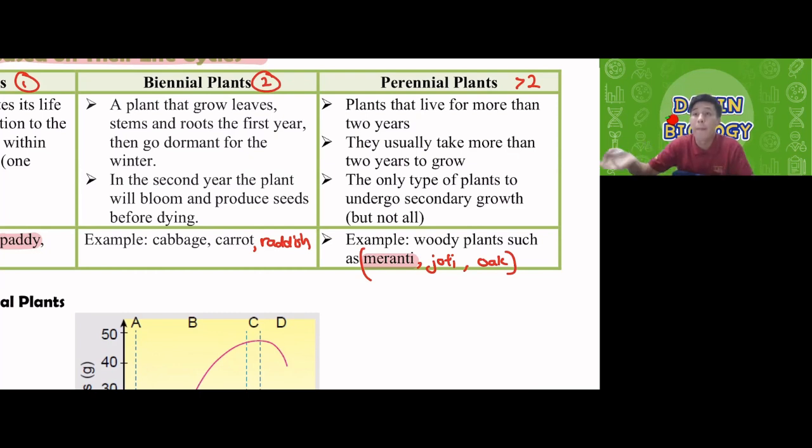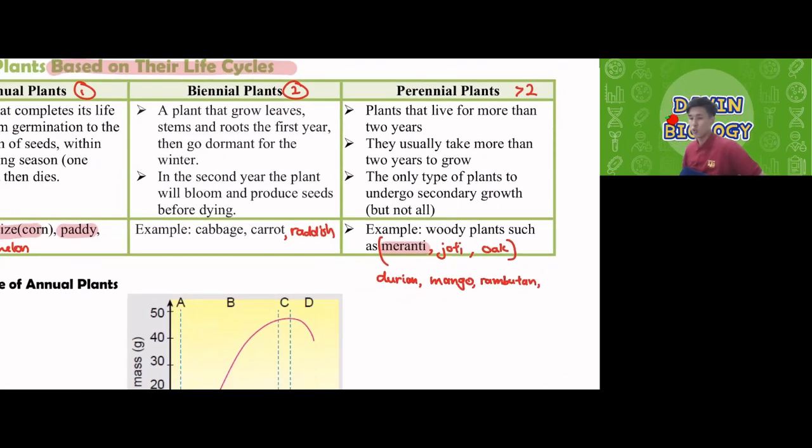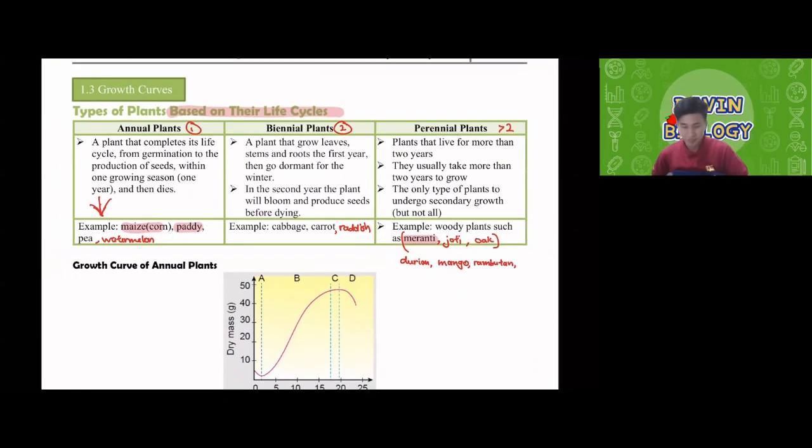Durian, oh? Some more? A lot? Mango, no? Rambutan, no? Papaya, no? So many. Banana is not woody, so banana is not really a perennial. Okay? So durian, mango, rambutan, a few.